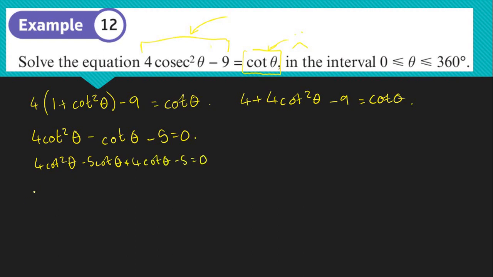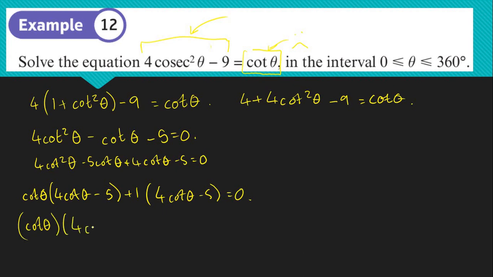And so I'm going to end up with cot theta, lots of 4 cot theta minus 5 plus 1, lots of 4 cot theta minus 5 equals 0. So my factorised version is going to end up being cot theta plus 1, lots of 4 cot theta minus 5 equals 0. So there's going to be 2 solution sets. Solution set 1 is going to be when cot theta plus 1 equals 0.